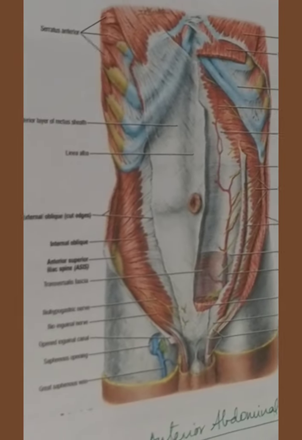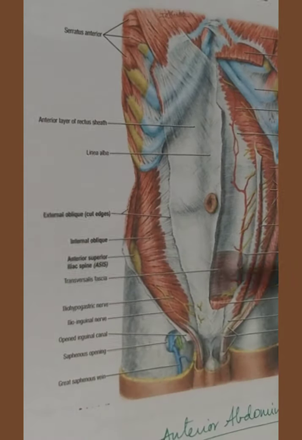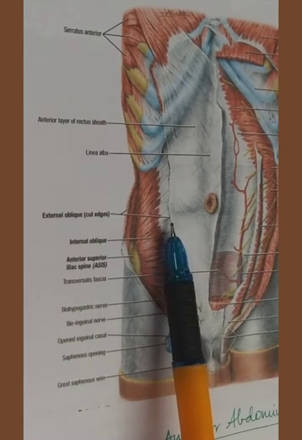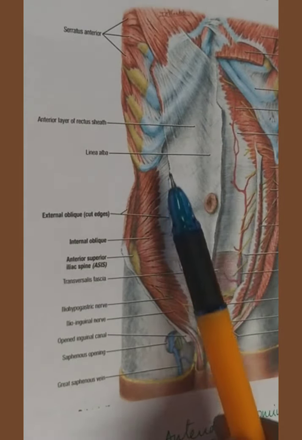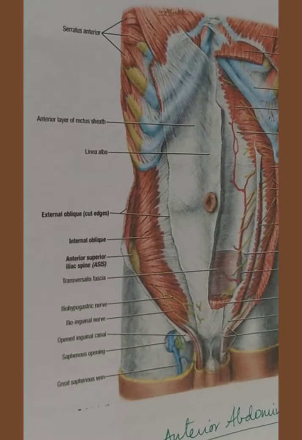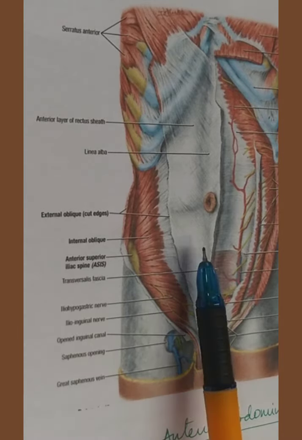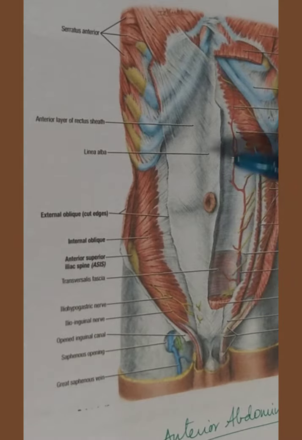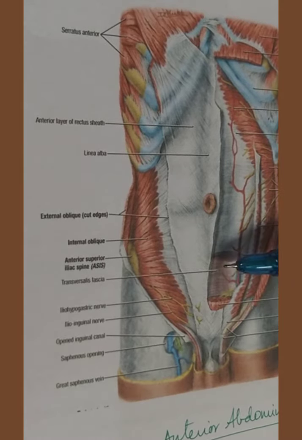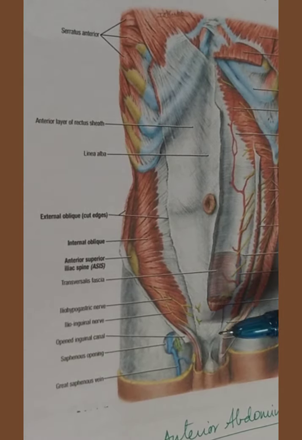Just note here, see the cut ends of the external oblique. This is the anterior view of the abdomen, and note the broad aponeurosis of the external oblique. It passes in front of the rectus abdominis muscle, forming the anterior wall of the rectus sheath, and is inserted into the linea alba, which extends from the xiphoid process to the symphysis pubis. We already know that.